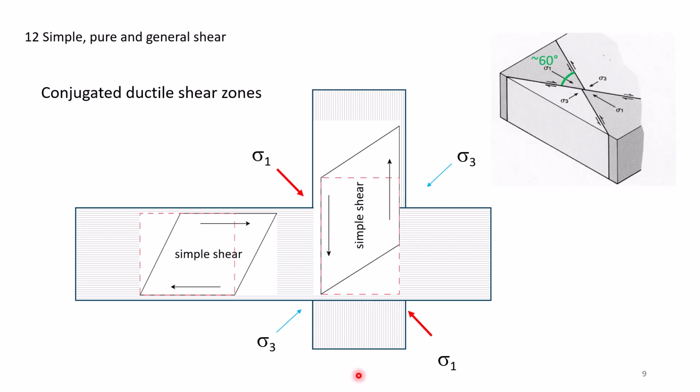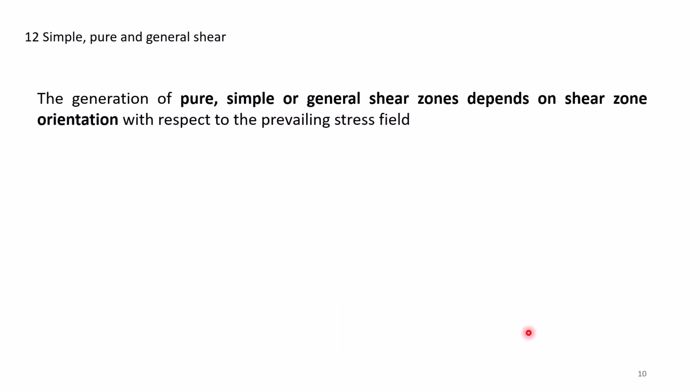Obviously, that also works in the brittle field. I again remind you of Anderson's fault theory. In the brittle field, conjugated fault planes would form at an interface angle of 60 degrees, which corresponds to 30 degrees between the fault and sigma 1. And also here, we observe opposite senses of shear along these conjugated faults.